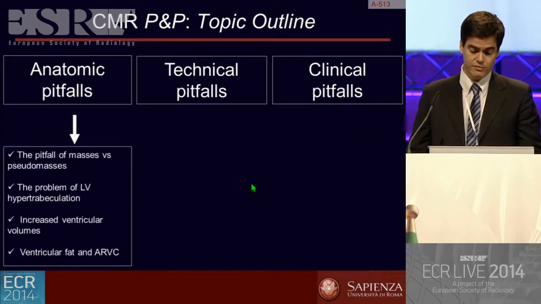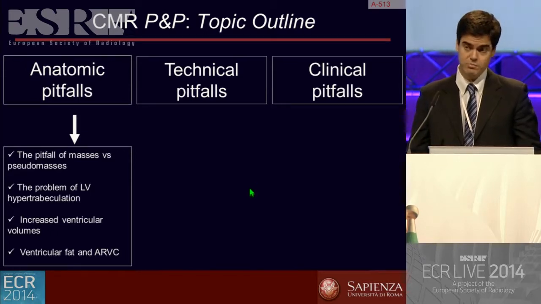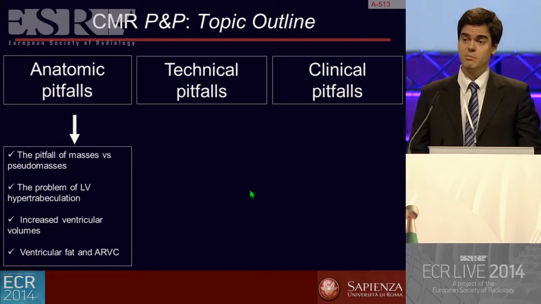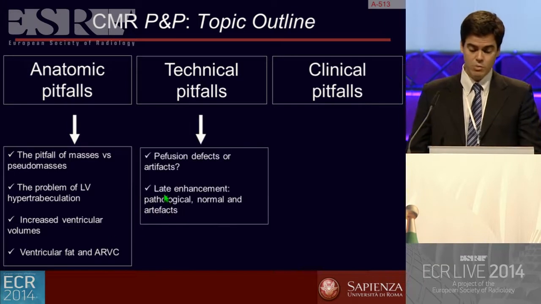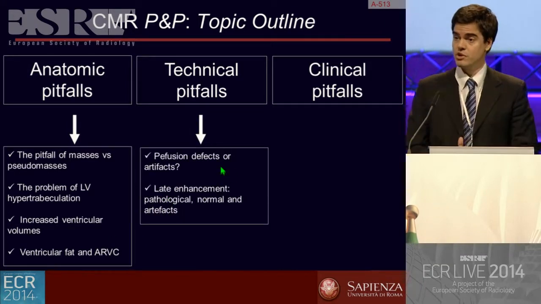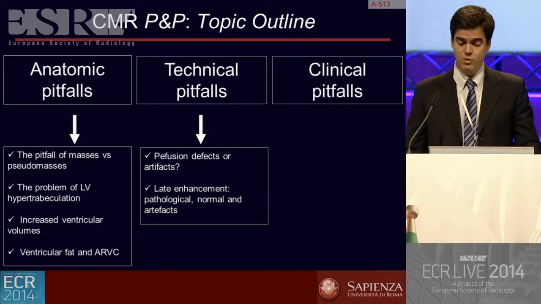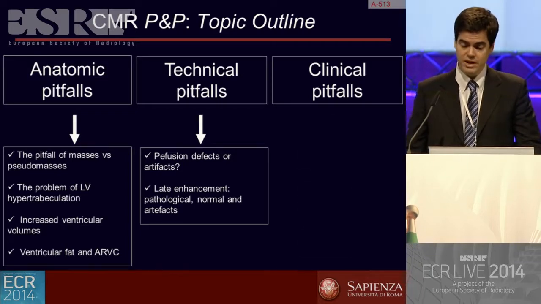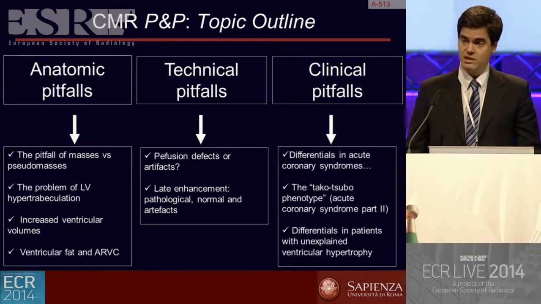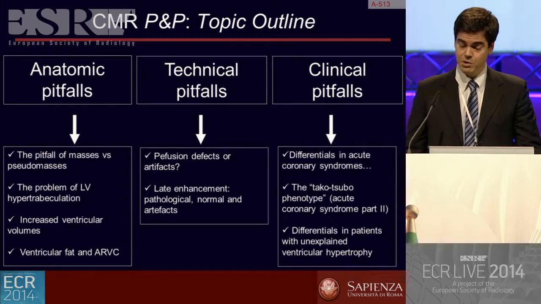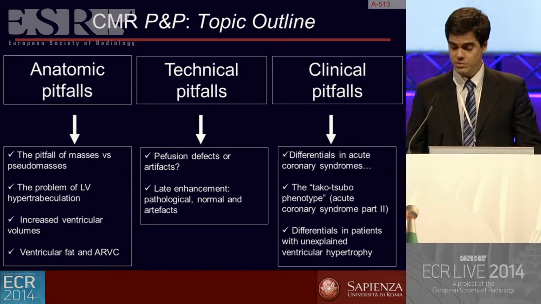Anatomic pitfalls are the following: the differentiation between masses versus pseudomasses, the problems of hypertrabeculation, which is a very common clinical problem, increased ventricular volumes, and the problem of fat. We will focus on the differentiation between real versus false perfusion defects. We will discuss late enhancement, when it is true, when it is false, and how we approach the problem of late enhancement, and we will discuss some clinical cases with related possible important pitfalls.